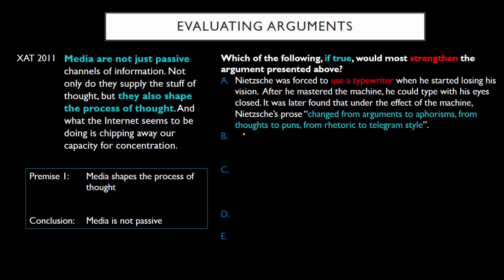Okay, let's see option number 1. Nietzsche was forced to use a typewriter. Is that a media or a medium? Channels of information. Okay, when he started losing his vision, after he mastered the machine, he could type with his eyes closed. It was later found that under the effect of the machine, Nietzsche's prose changed from arguments to aphorisms, from thoughts to puns, from rhetoric to telegram style. So therefore clearly there is a change in process of thought. And the question is, can I consider the effect of the machine as some sort of media as explained in this particular passage? We'll keep it aside.